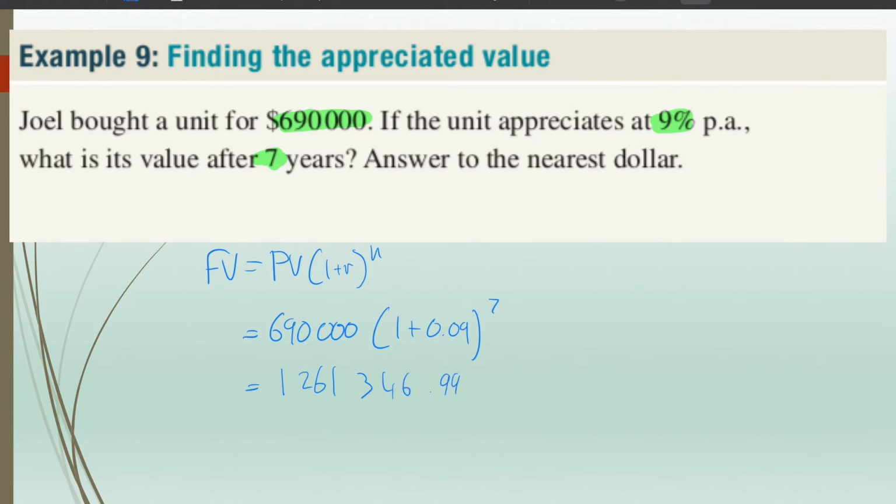$1,261,346.99. And it tells us to answer to the nearest dollar, so the unit is worth 1261347. We've rounded up there to the nearest dollar.